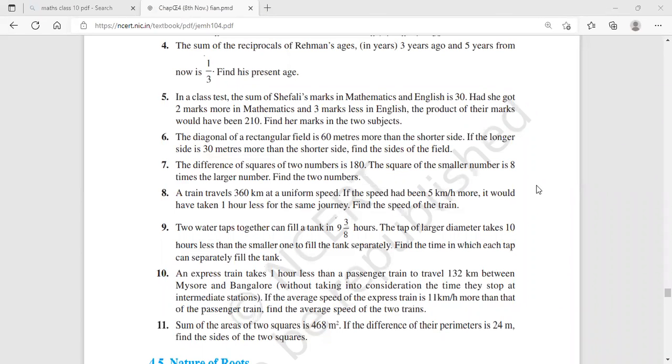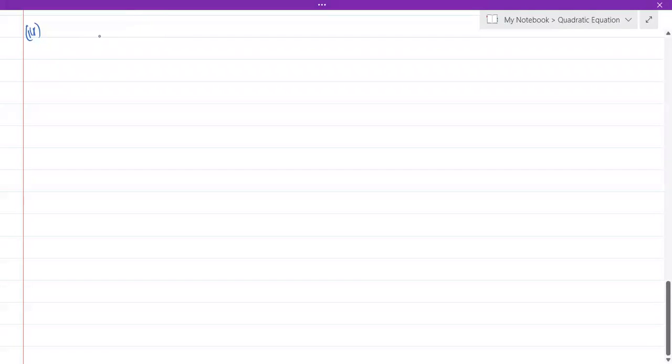The next question: the difference of squares of two numbers is 180. The square of the smaller number is 8 times the larger number. Find the two numbers. So the difference of squares of two numbers is 180. There are two numbers here, so let's take them as x and y. Let the two numbers be x and y.